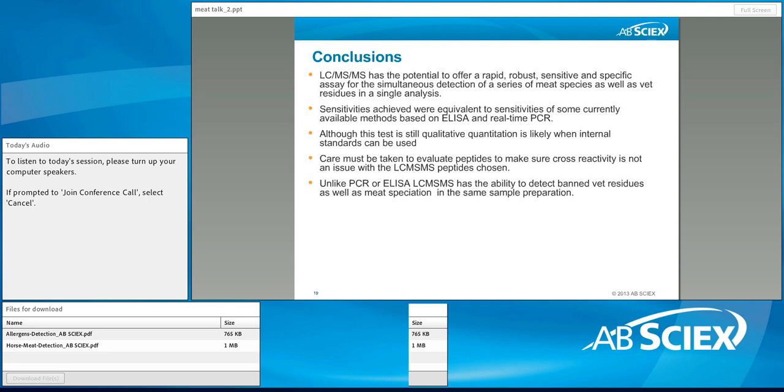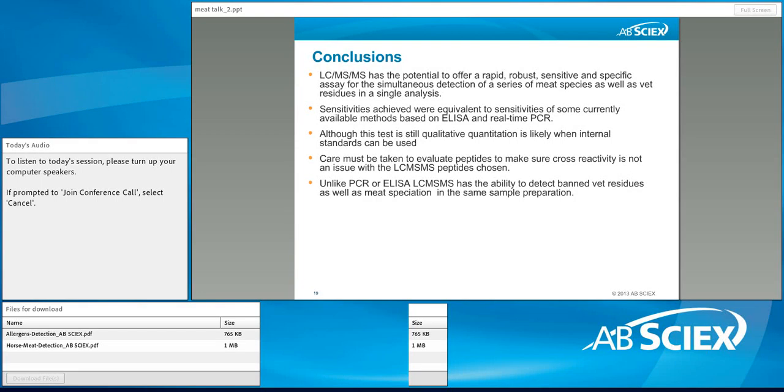I'd just like to conclude this section of the talk with some conclusions from this work. I think now we can see from the results I've shown today that LC-MS has the potential to offer rapid, robust, and sensitive, very specific assays for meat speciation. And you can see here from the horse meat that you can get multiple markers which are unavailable from other types of detection using LC-MS. And the sensitivities you get are equal or even better in some instances than current technologies like ELISA and PCR.